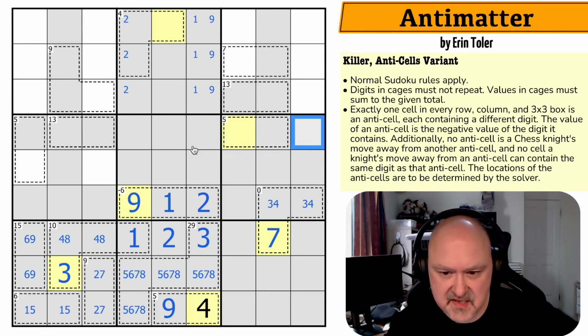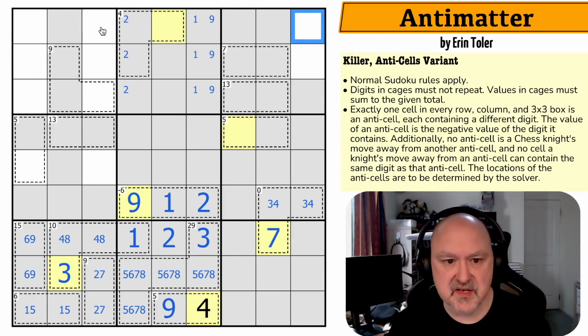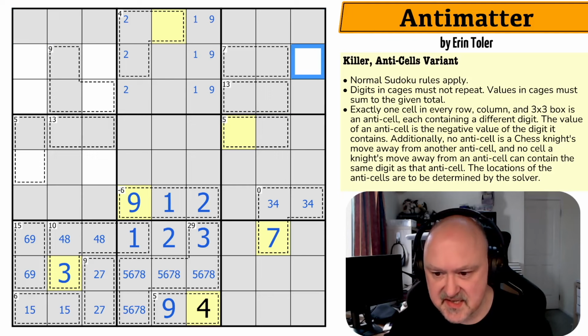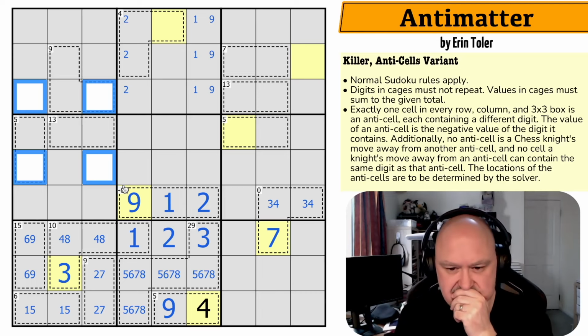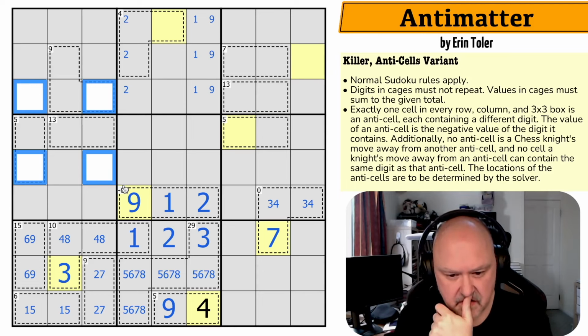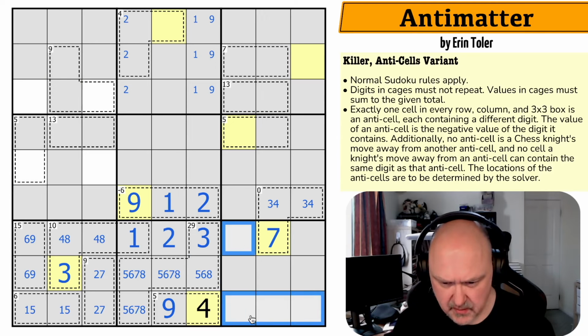So this is not an anti-cell. These are not anti-cells. This is not an anti-cell by anti-knight. Oh, these are not anti-cells. This is an anti-cell. So these are not anti-cells. And I've got an X-wing on anti-cells here. This puzzle is weird. This can't be a 7 because it sees that by anti-knight. 4 can't go there or there.